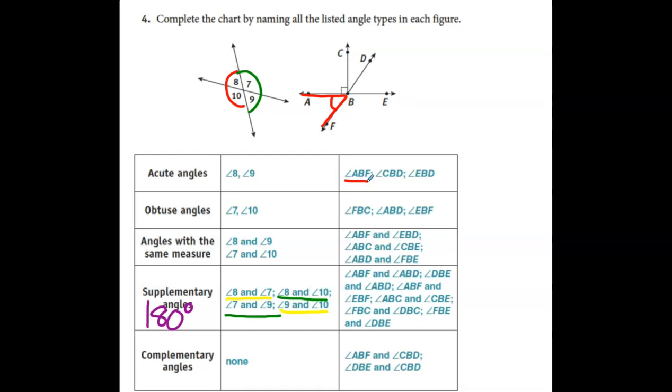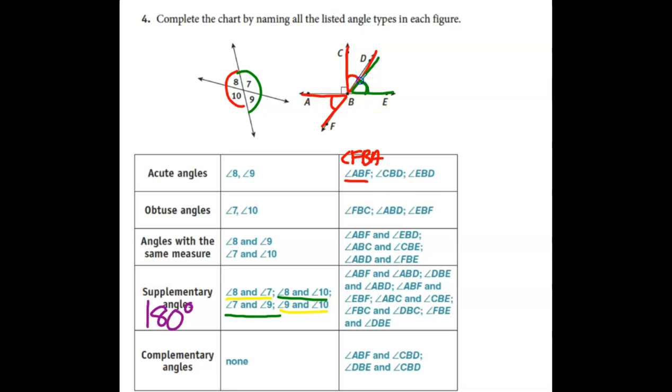Now I can do CBD as well. Again, acute angle, smaller than 90. You can also have the order flip-flopped in this. For example, you could have had angle FBA. We can always have the order flipped. The last acute angle would be EBD or DBE. Okay, so those are all of our acute angles.